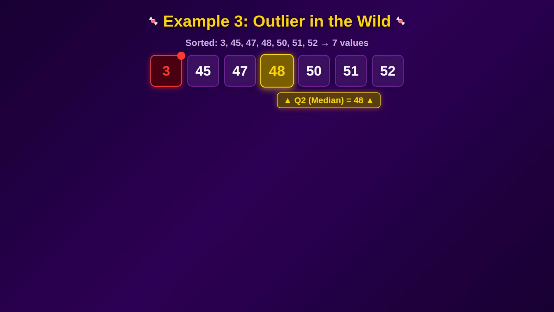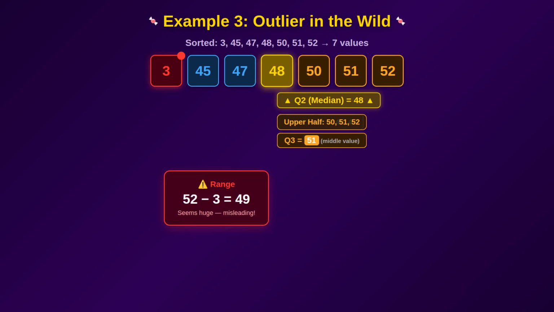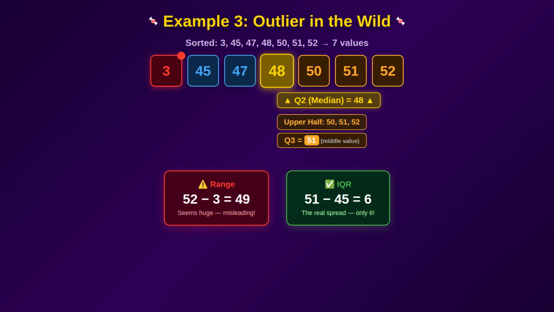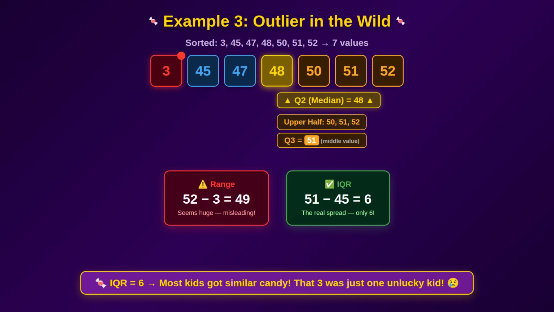Let's see this in action with a fun example Marcus finds on his homework. Candy pieces collected at Halloween: 45, 52, 48, 50, 47, 51, 3. Sorted: 3, 45, 47, 48, 50, 51, 52. 7 values, so the middle, the fourth value, is Q2 equals 48. Lower half is 3, 45, 47. Q1 equals 45. Upper half is 50, 51, 52. Q3 equals 51.